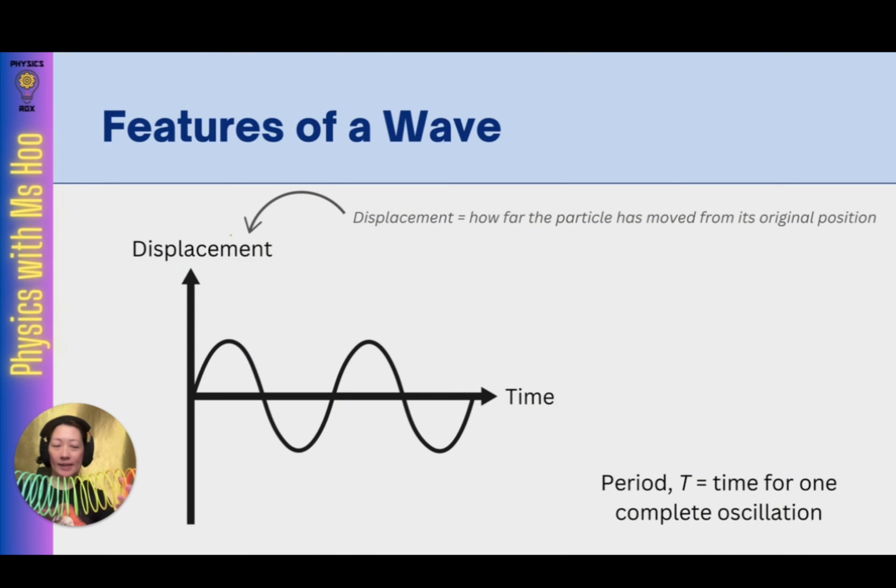So let's say we look at the slinky spring again. Let's say we're observing this part of the spring, and over time we see it's moving up, down, up, down. So first of all, it starts from its original position. That's why displacement is 0. And as you start shaking it, it starts moving up and down. So basically, this graph is showing you the position of this particle as it's traveling over time.